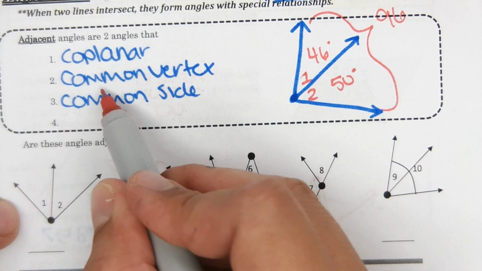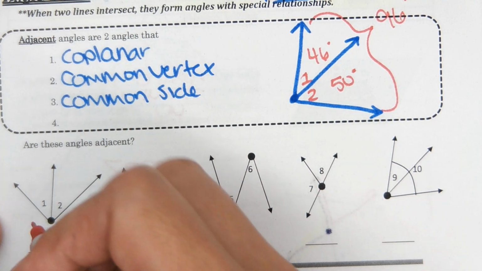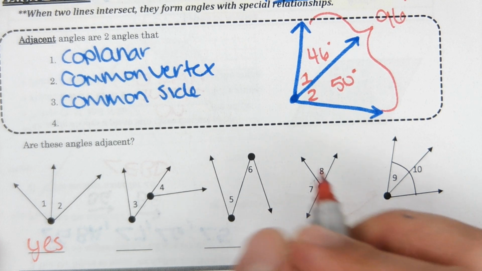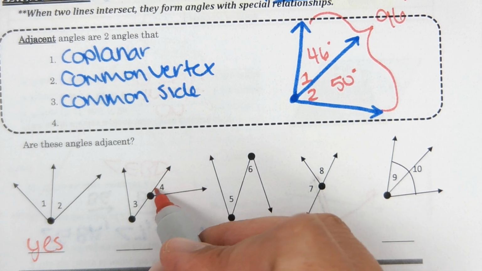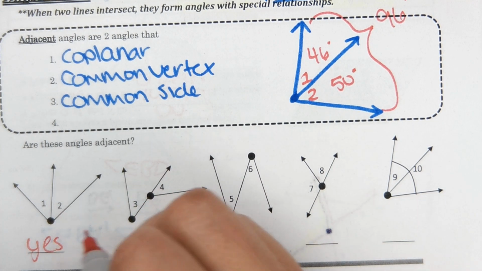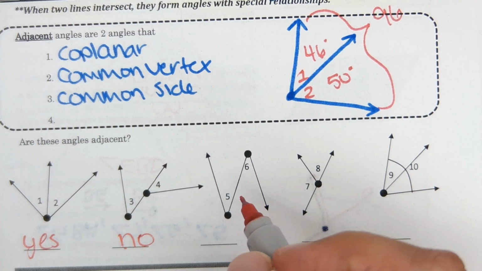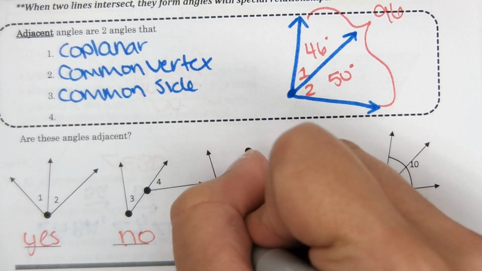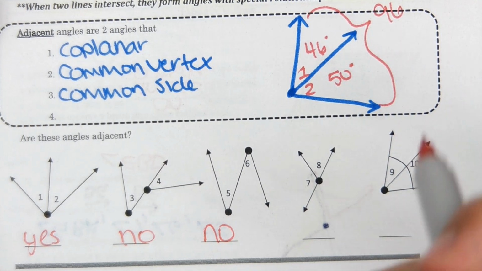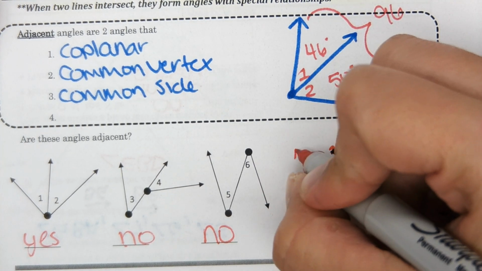Okay, so down here it asks if they are adjacent, so we just look at each example and decide whether it's adjacent. It would have to have a common vertex and a common side. Here, common vertex, common side. So yes, those two angles are adjacent. This one, they kind of share a side, but they don't share a common vertex, and we couldn't like add those two numbers together, so no. This one, they don't have a common vertex, so nope, not adjacent. This one is adjacent, so these two angles share a side, share a vertex, so yes.